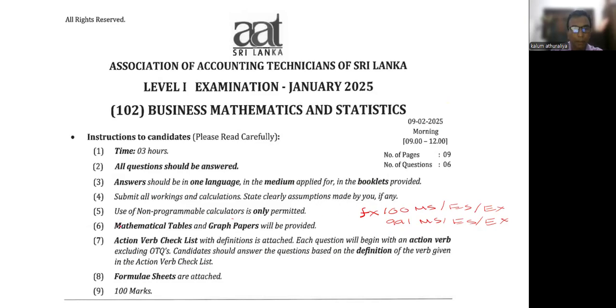Right. Then mathematical tables and graphs will be provided. Then the formula sheets are attached. The formula sheet is also attached to your paper. This is a 100-mark paper. Those are the main things you should know.